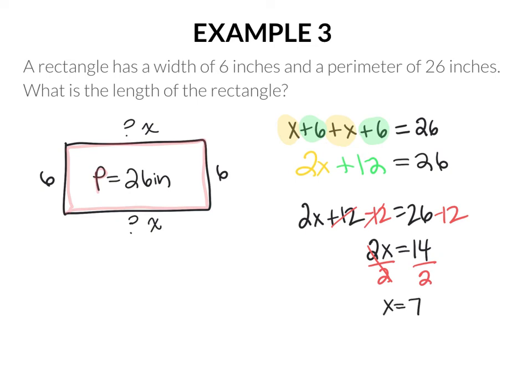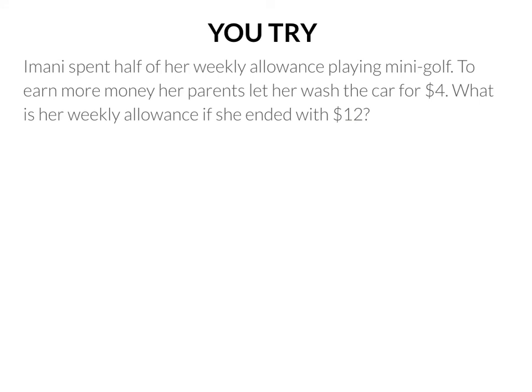I can check my answer by plugging it back into the original problem. I have a rectangle that has a width of 6, and now we have calculated a length of 7. If I add all those sides together, do I get 26? Huzzah, I do. Now it's time for you to try.